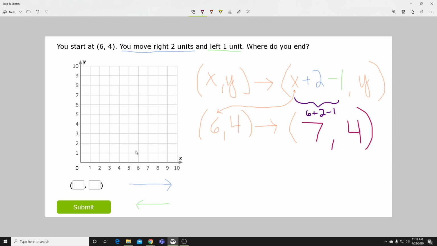And let's plot this to make sure it makes sense. So we started at 6, 4.